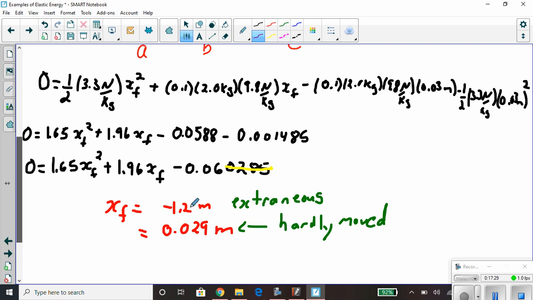Okay. What's the other solution? 0.029. So it started at a position of 0.03, and now it's at a position of 0.029. So what that's telling us is that when you released it, there was so much friction, it hardly moved. It moved a little bit. That's it. But you have calculated, using the law of conservation of energy, where this object now is.